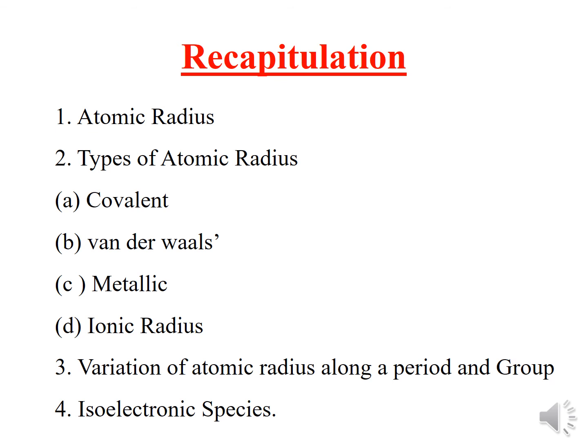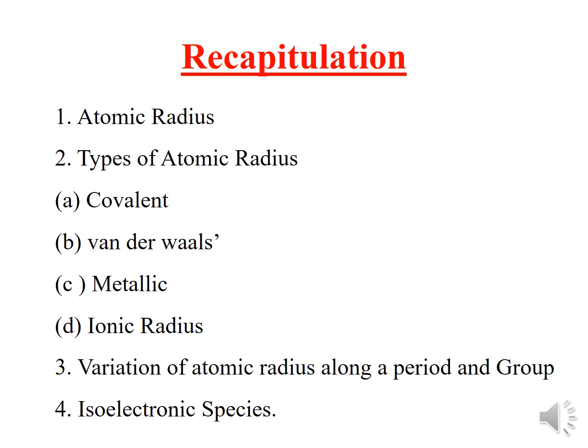Next we discussed ionic radius. There are two types of ions, cation and anion. We compared the size of a cation with its parent atom, and the size of an anion with its parent atom. We studied that the size of a cation will be smaller than its parent atom. This is due to an increase in effective nuclear charge, whereas the size of an anion will be greater than its parent atom. This is due to a decrease in effective nuclear charge.